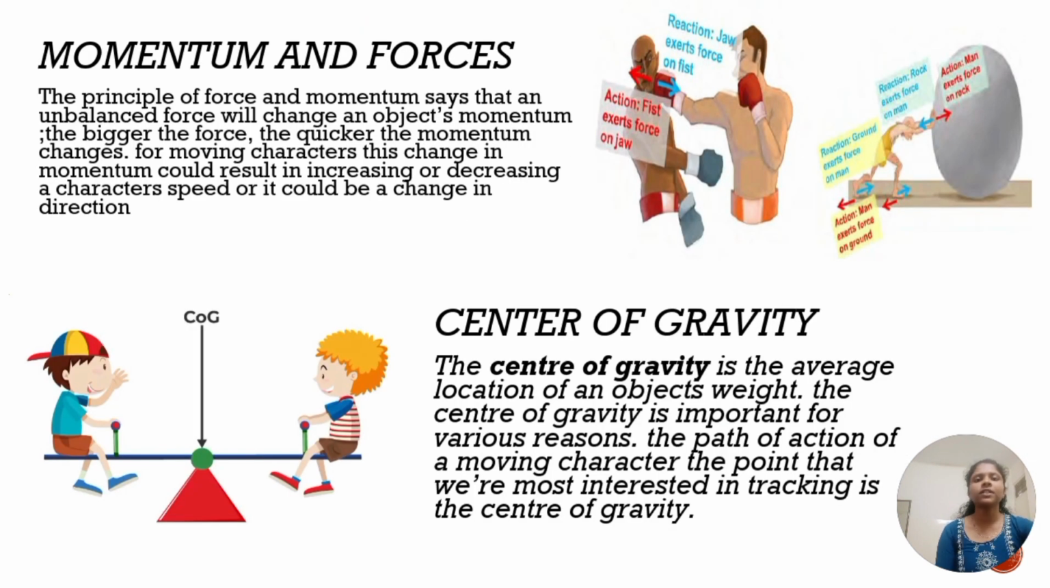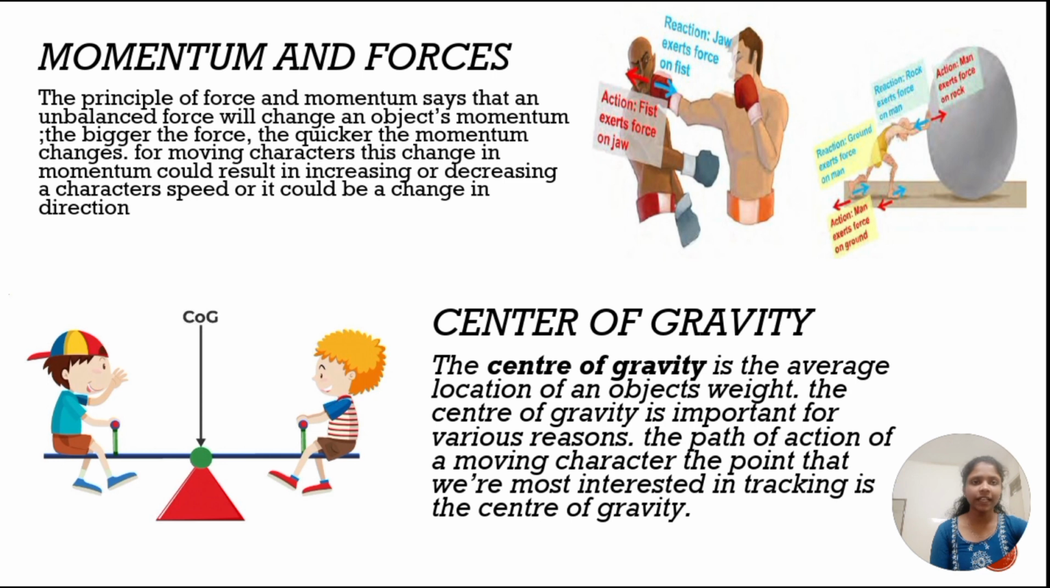And the fifth is momentum and forces. The principle of force and momentum says that an unbalanced force will change an object's momentum. The bigger the force, the quicker the momentum changes. For moving characters, this change in momentum could result in increasing or decreasing a character's speed, or it could be a change in direction. Sixth is center of gravity.